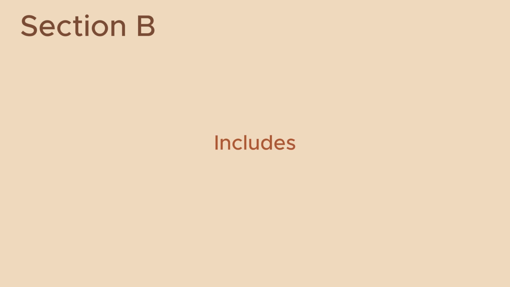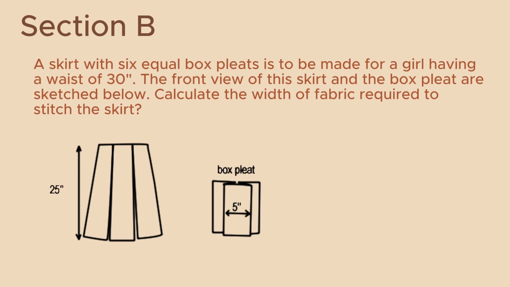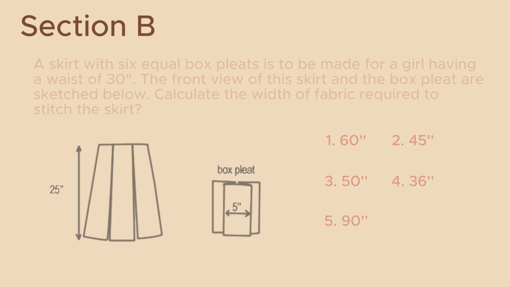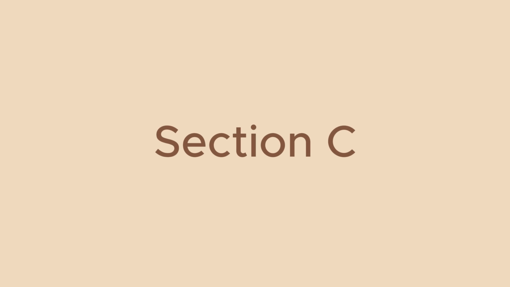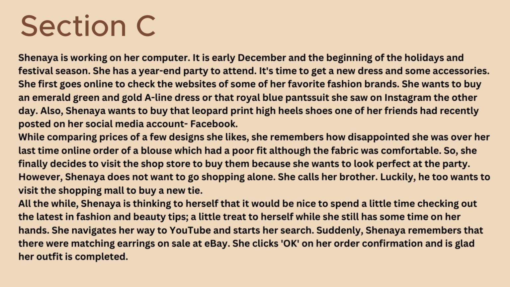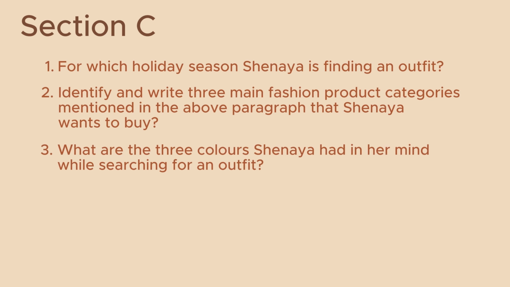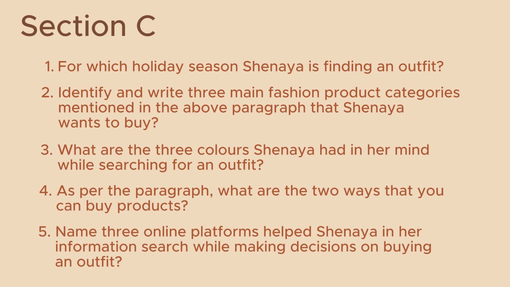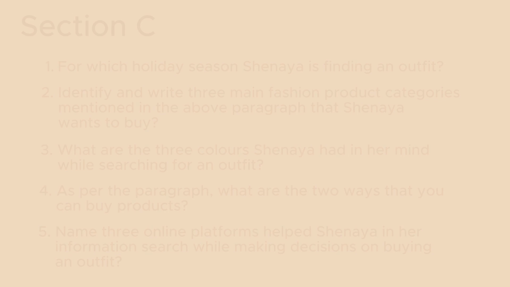Section B includes questions which assess your understanding of basic pattern making, measurements, and mathematical calculations. In this section, you will be given a flat drawing with measurements in it. In order to answer the questions, you will also have to be familiar with some simple terms used in pattern making and garment construction. To answer the Section C, you will have to read the passage carefully, understand the content, and answer the questions comprehensively and logically in order to gain marks.